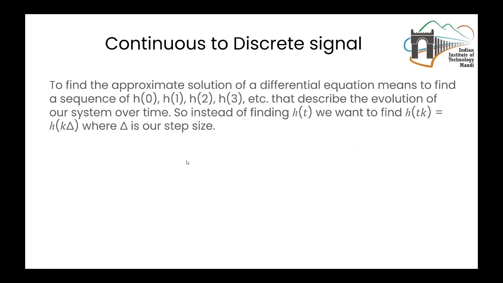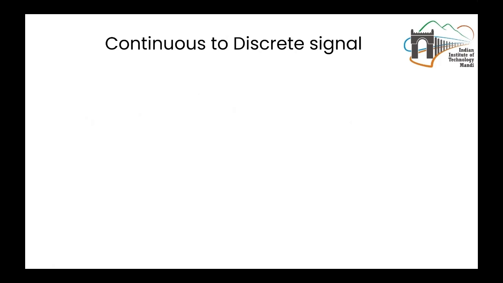By discretizing our system, we mean that we will not provide it input as h of t, but rather we would provide it inputs of h of 0, h of 1, h of 2, and so on, based on which each will give us output as y of 0, y of 1, y of 2. We can do that with the help of a method known as Euler's method.